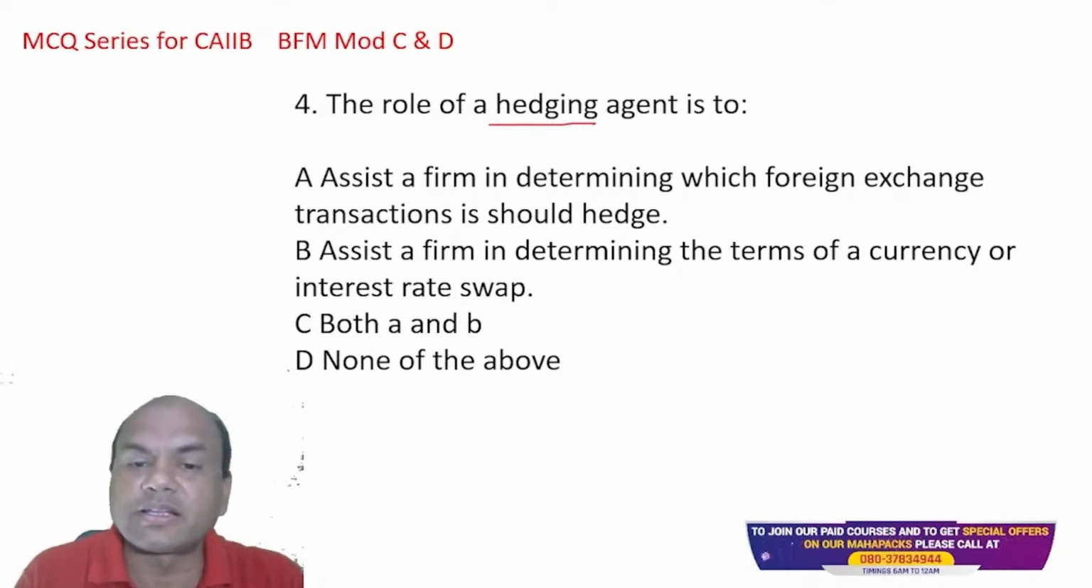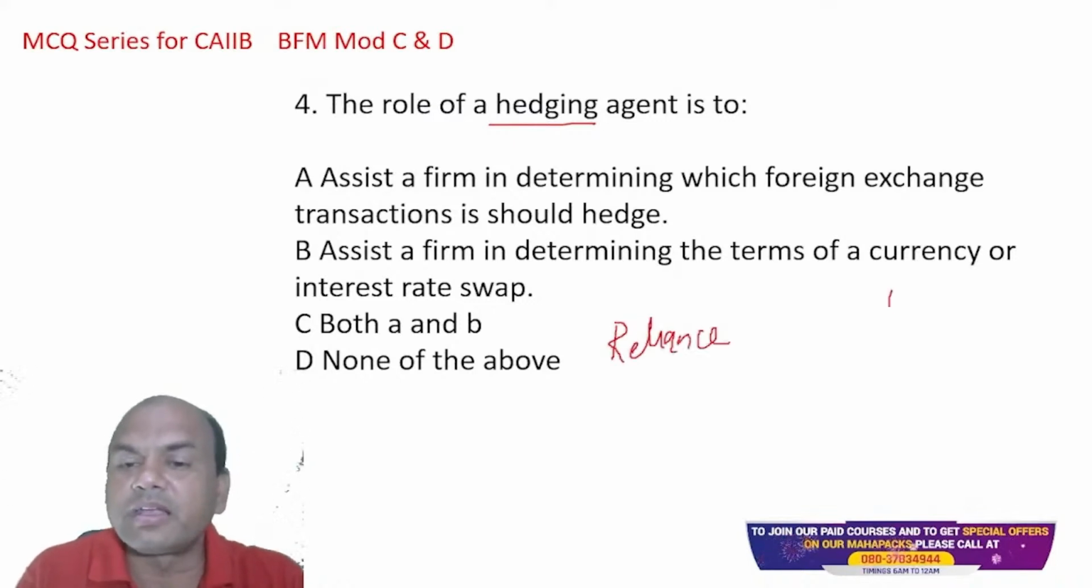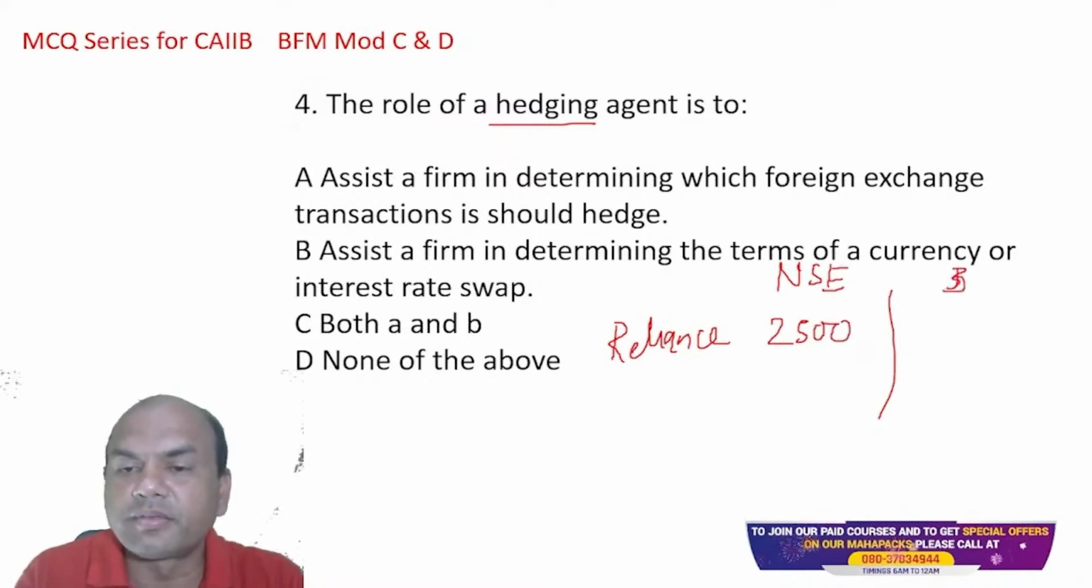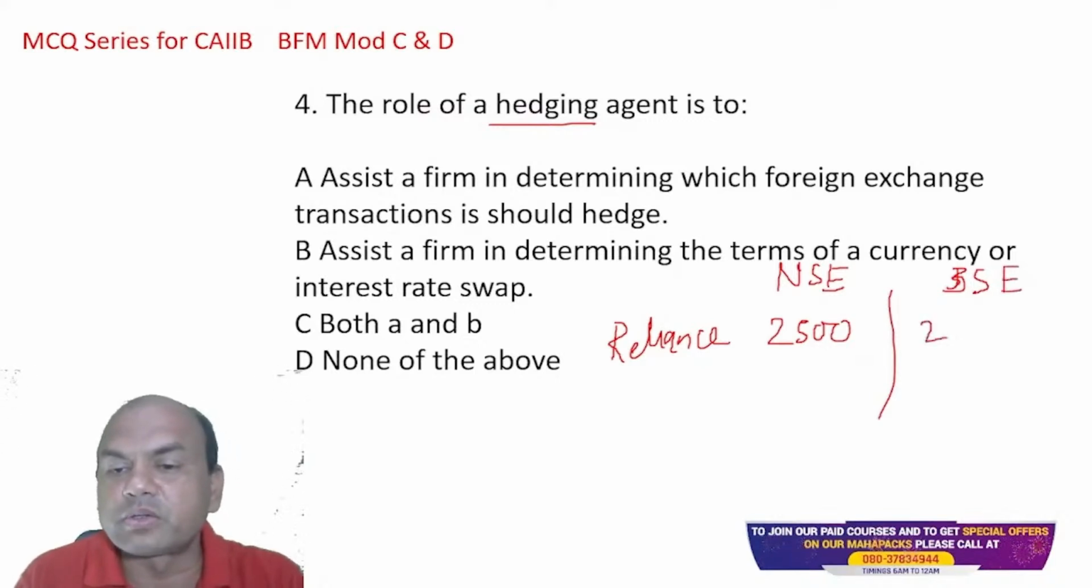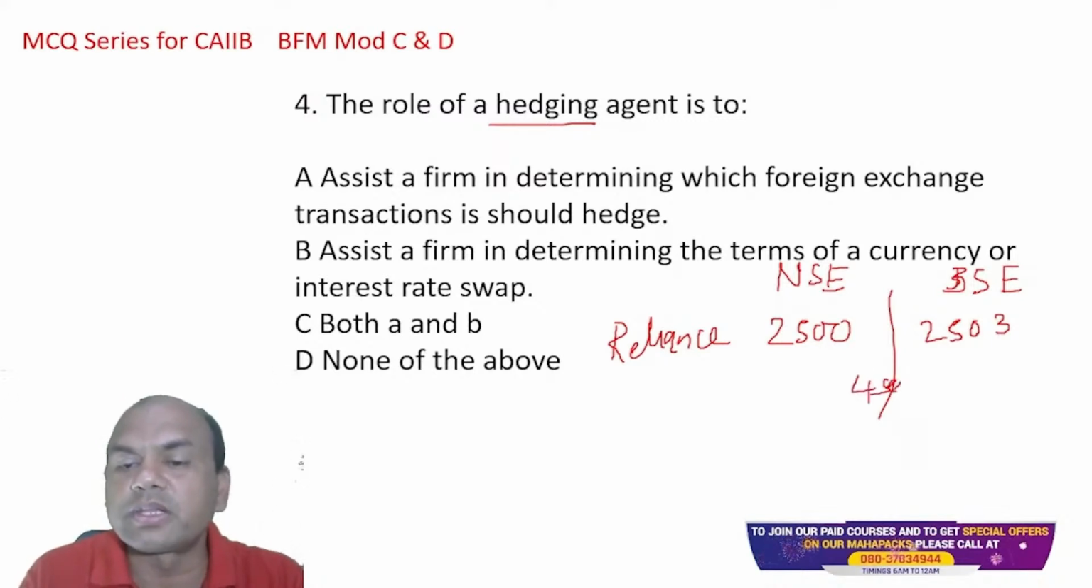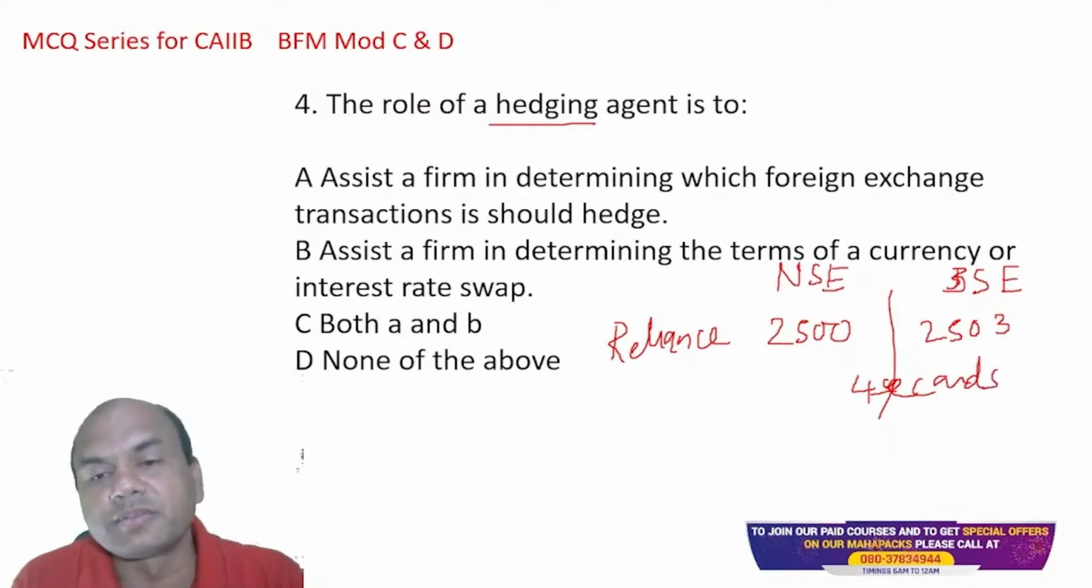Suppose let's say there is a Reliance share. In NSE, let's say it's running at 2,500. And in BSE, it is running at 2,503. Now this change happens only for 3 to 4 seconds, not more than that. So within these 4 seconds, the whole game is played.